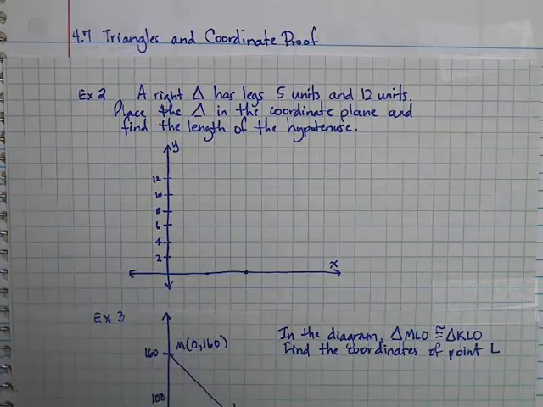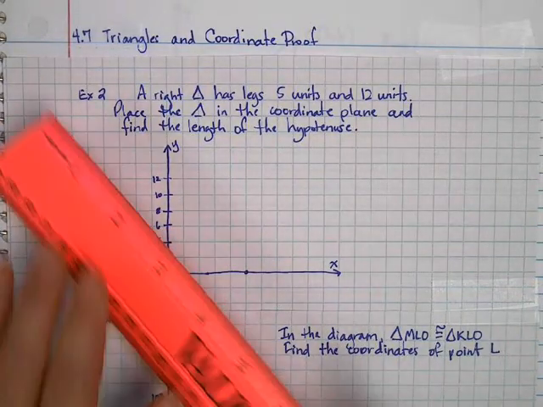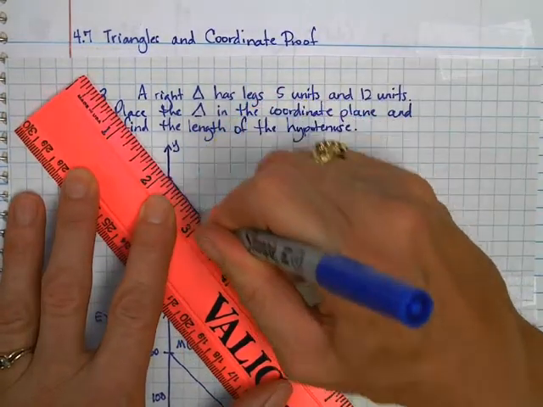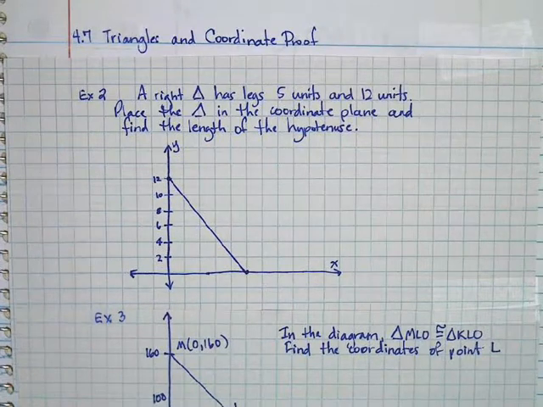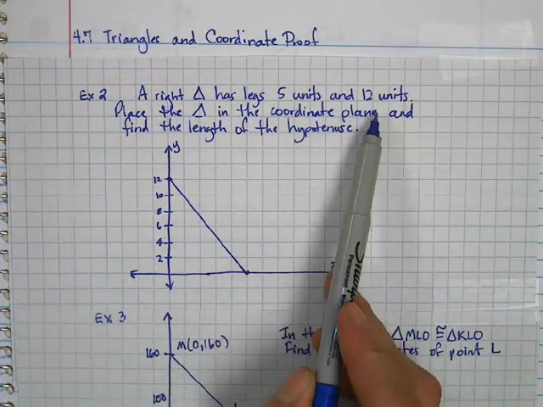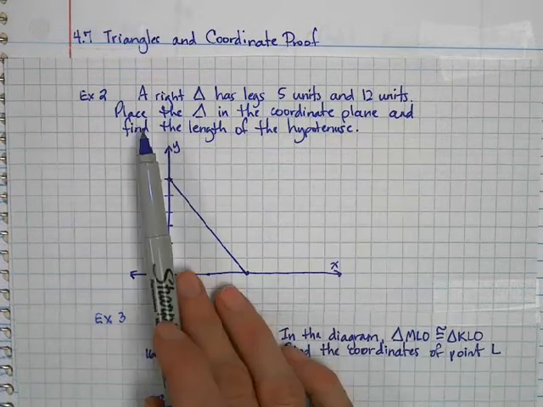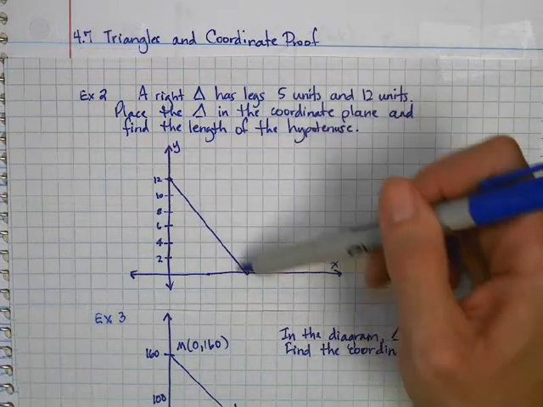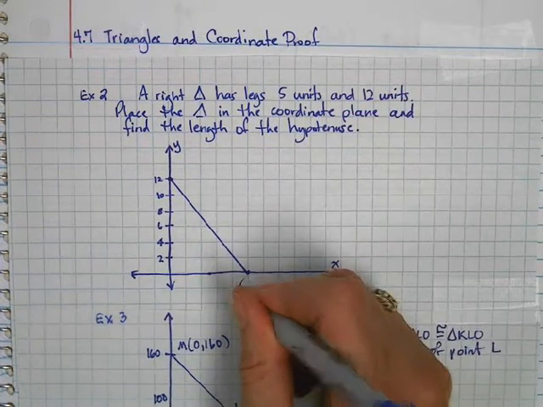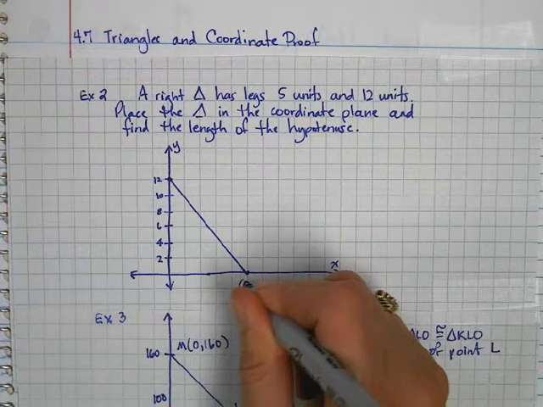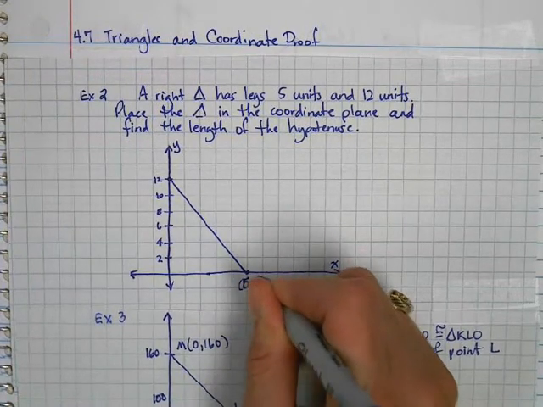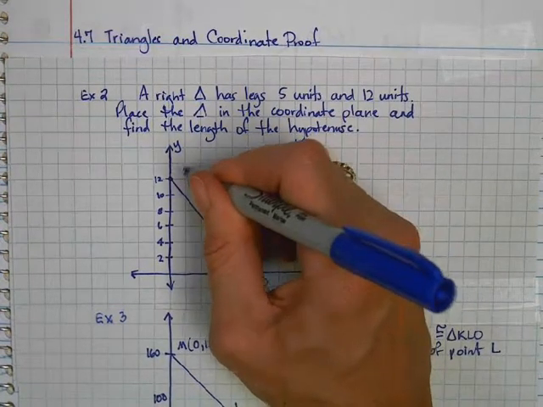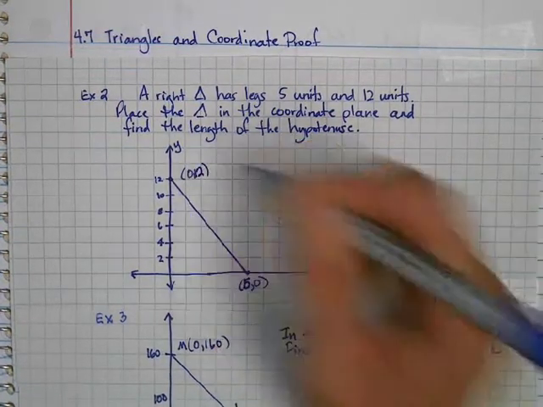Alright, so I'm going to grab a straight edge and draw this. Here's my 12 units. I'm going to draw this right triangle in here, and that's pretty much it. A right triangle has legs 5 units and 12 units. Place the triangle in the coordinate plane and find the length of the hypotenuse. So we want to find out how long this is. This point right here would be at 5, 0, over 5 up 0. This point right here is going to be at 0, 12.